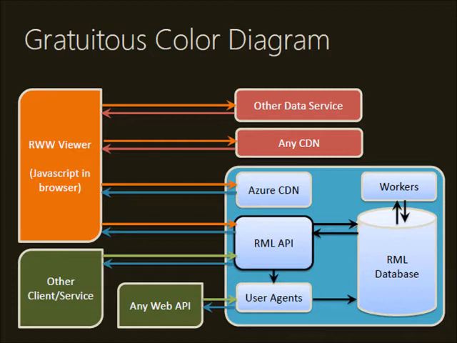So here's the gratuitous color diagram. I had to have at least one diagram in this. So I'm going to go very quickly. You've got an RML viewer that's just JavaScript running in a standard browser. It doesn't need to be anything special. We're going to open source the JavaScript so you can take it and do what you want with it. Connect up to the RML API, send data back and forth, communicate with the database.